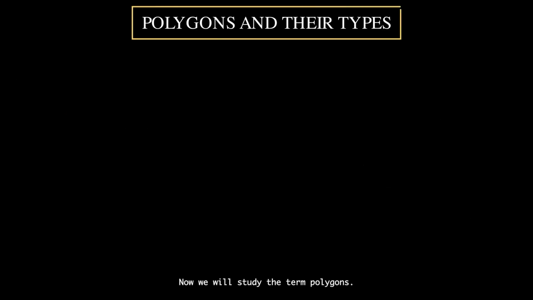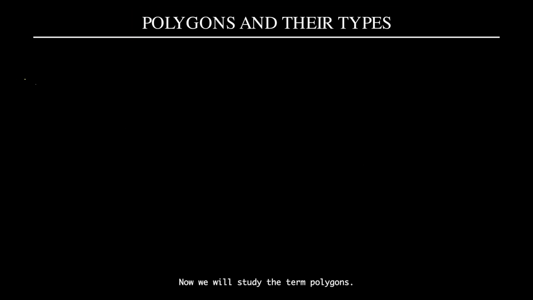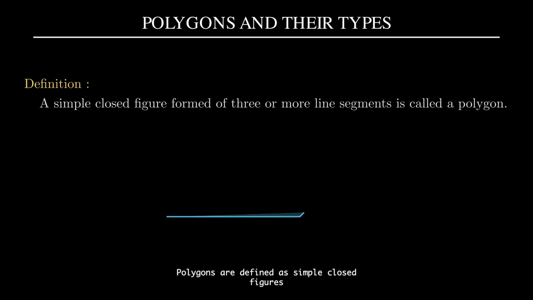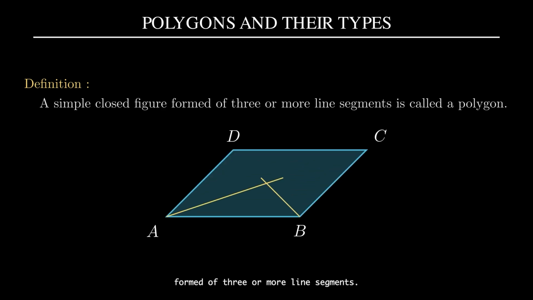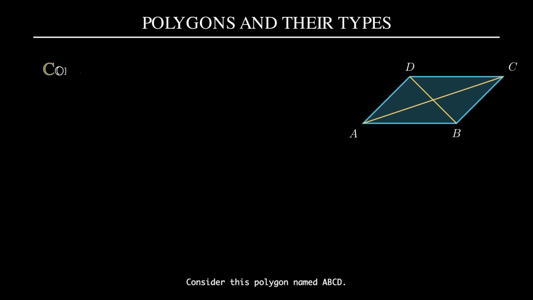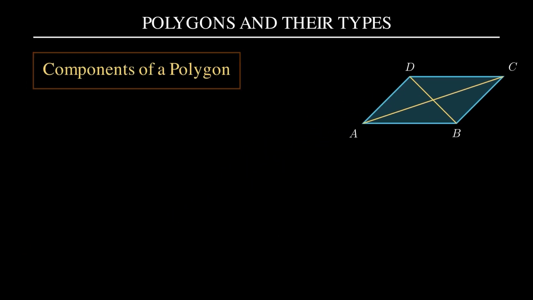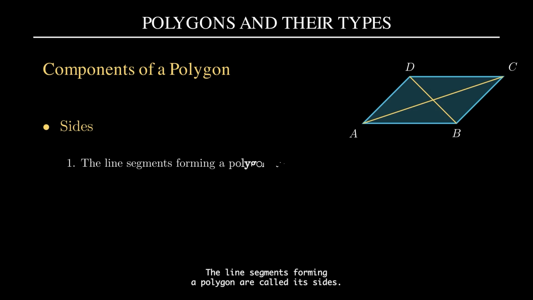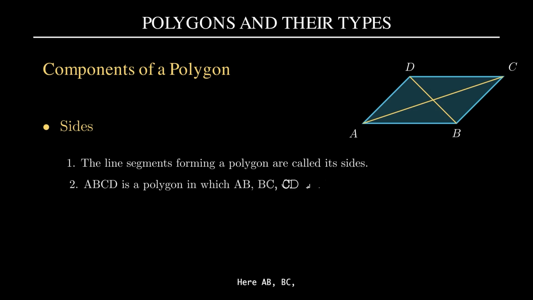Now, we will study the term polygons. Polygons are defined as simple closed figures formed of 3 or more line segments. Here, by simple figure, we mean that the figure should not cross itself. Consider this polygon, named ABCD. The line segments forming a polygon are called its sides. Here, AB, BC, CD, and DA are the sides of our polygon.